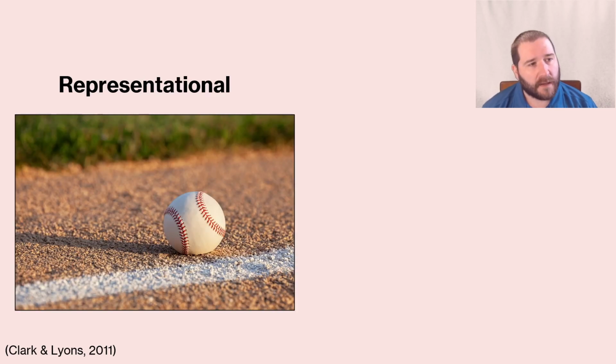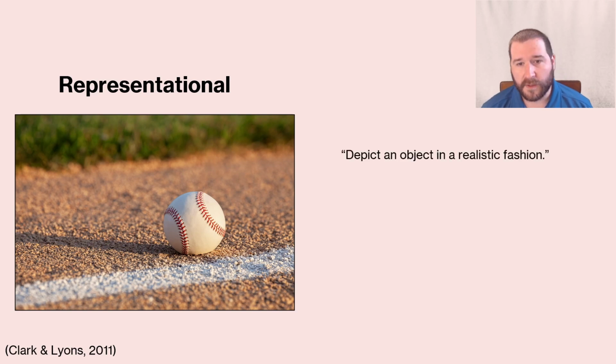The second type of instructional image is the representational image. Right, with a representational photo or graphic, what we're doing here is we're depicting an object in a realistic fashion, right? So you're trying to show the object in its true form. You're trying to show off certain features that should be included in that shot. And we want to just give an accurate representation of the object, right? That's a representational instructional image.